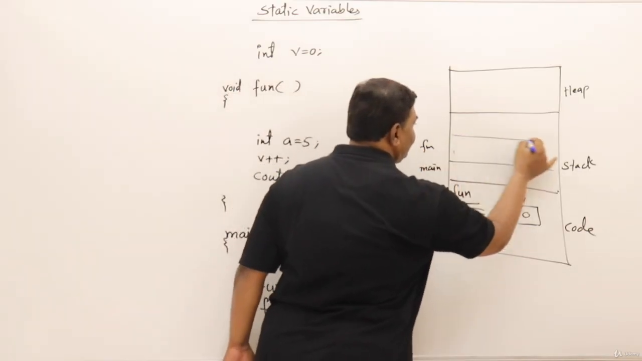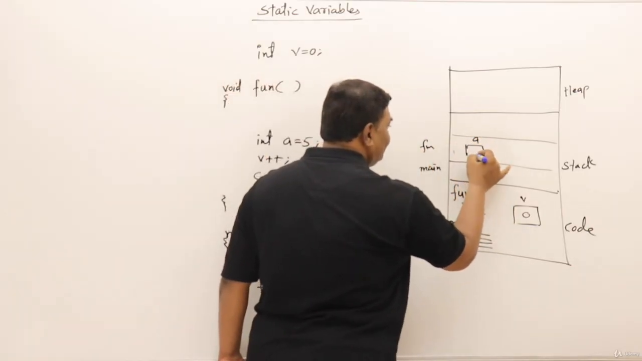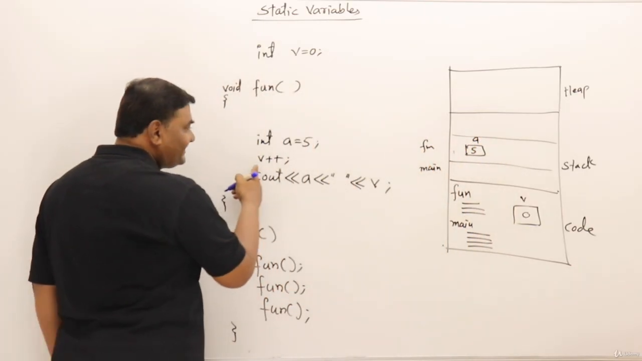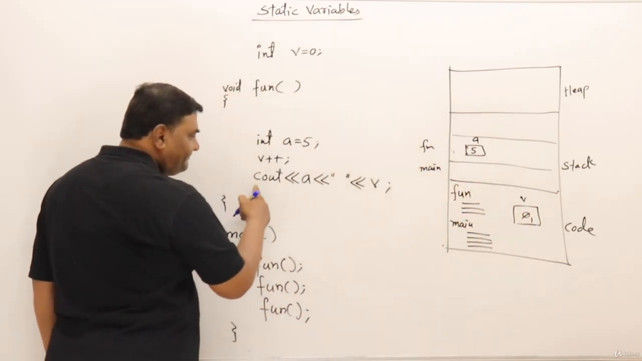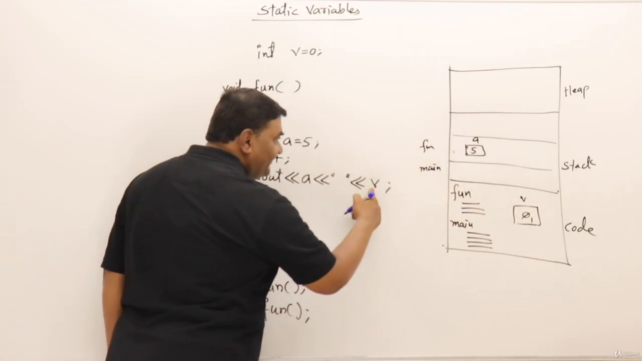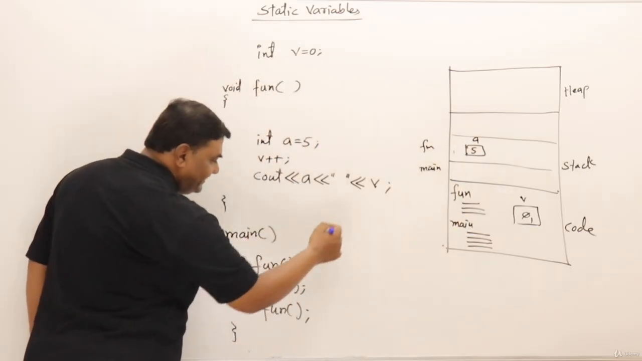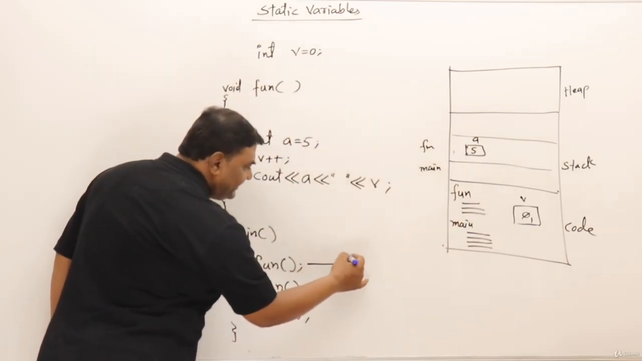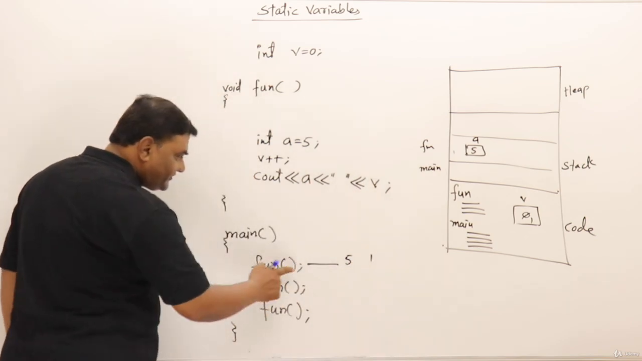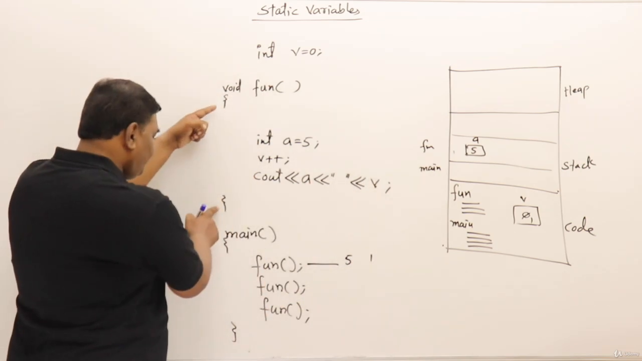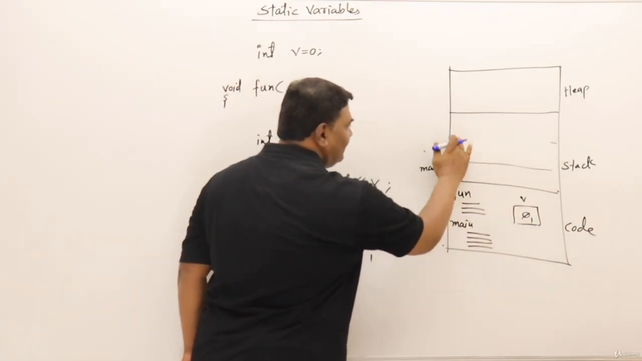The function fun activation record is created. What is the variable inside this one? a. And what is the value in this one? 5. Then v++, so this v becomes 1. Then print a and v. a is 5 and v is 1. So, 5 and 1: a is 5 and v is 1 in the first call. This is displayed, and once the function ends, this activation record is deleted.